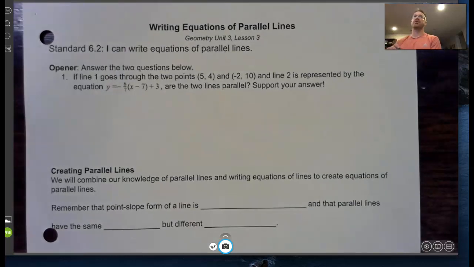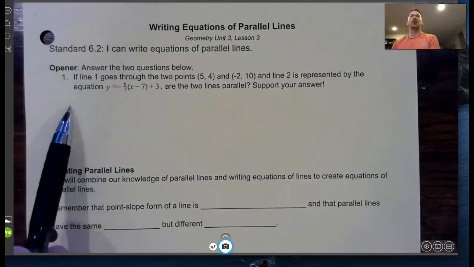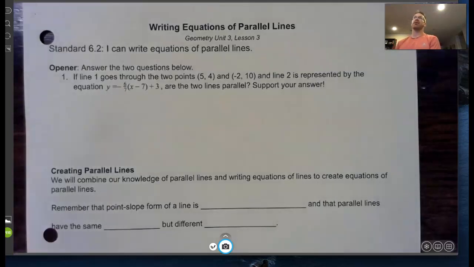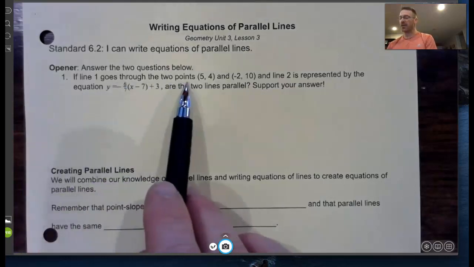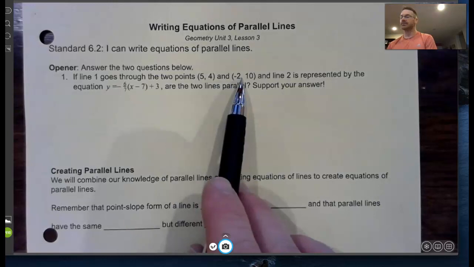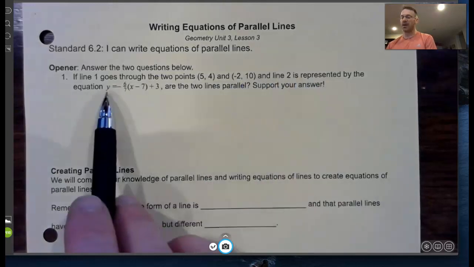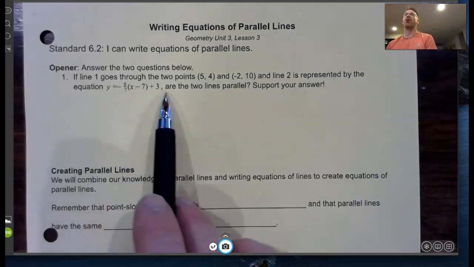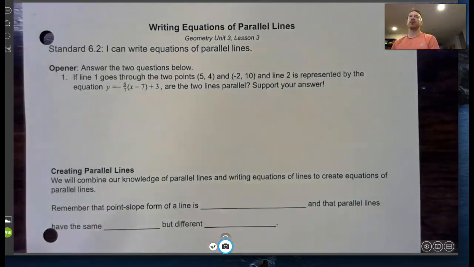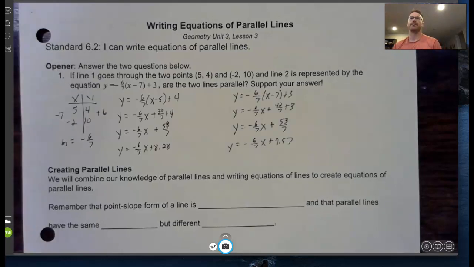And so what I'm going to have you do right now is the opener. After I read this, I want you to pause the video, do the opener, flip it back on, and we'll see how you did. So if line 1 goes through the points (5, 4) and (-2, 10), and line 2 is represented by the equation y = -6/7 (x - 7) + 3, are these two lines parallel? All right, so I want you to pause the video, flip it back on, and we'll see how you did.